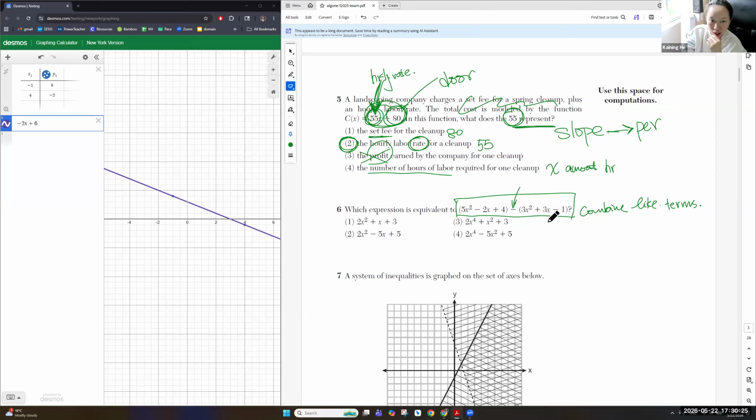Number 2 is correct. So we're going to combine like terms. The first one is the second power, then the second power is right here. So 5 minus 3 is going to be 2. So I have a 2x squared. After that, I have a negative 2x and minus a positive 3x. Negative 2 minus 3 together is a negative 5x. As long as you see this, you should have an answer, which is right here.